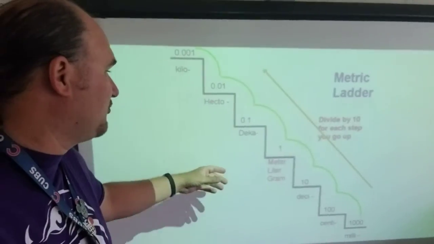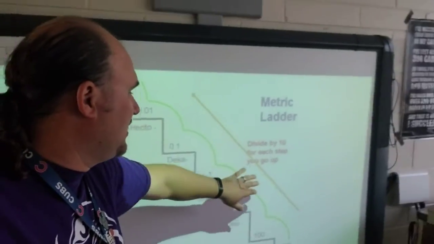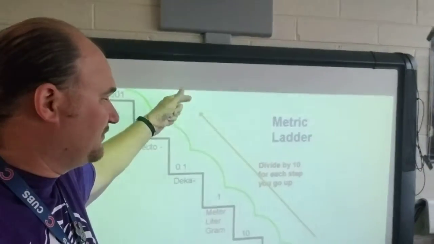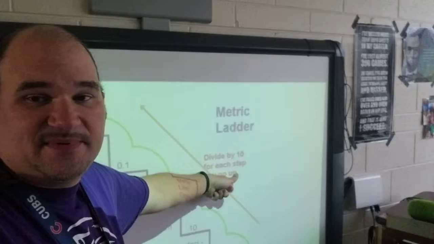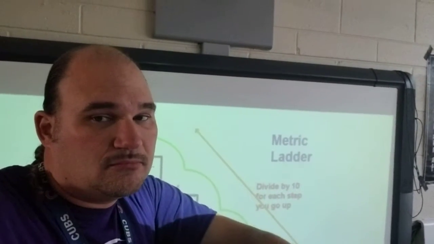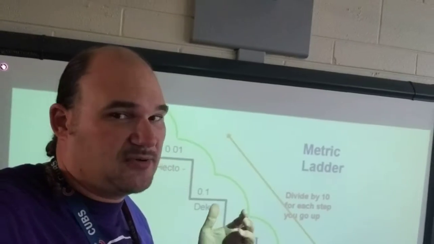All right, so here we are at the smart board watching the metric ladder. Our arrow goes up because we're dividing as we go up. If you go down, that's the opposite of up. Opposite of division is... I'm going to hope you all said multiplication and that you're actually paying attention.